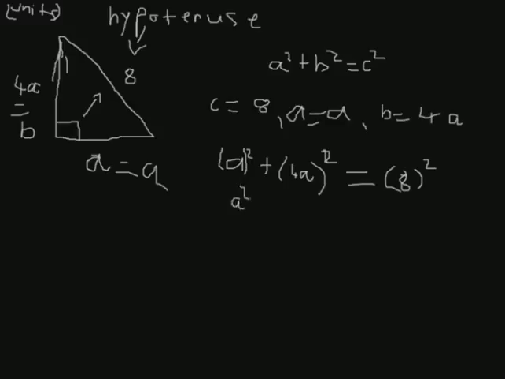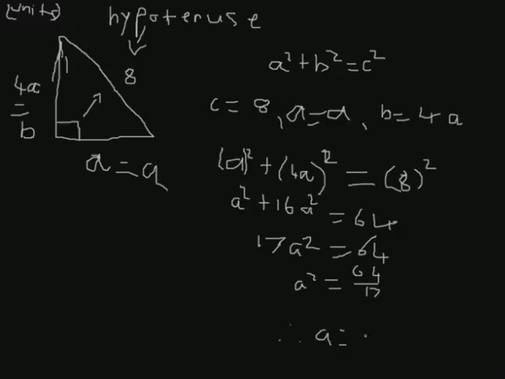So we get A squared plus 16A squared is equal to 64. 16A squared plus A squared is 17A squared. 17A squared is equal to 64. Therefore, A squared, so we just divide both sides by 17 and we get 64 divided by 17. Then we take the square root of both sides. We get therefore A is equal to square root 64 over 17.